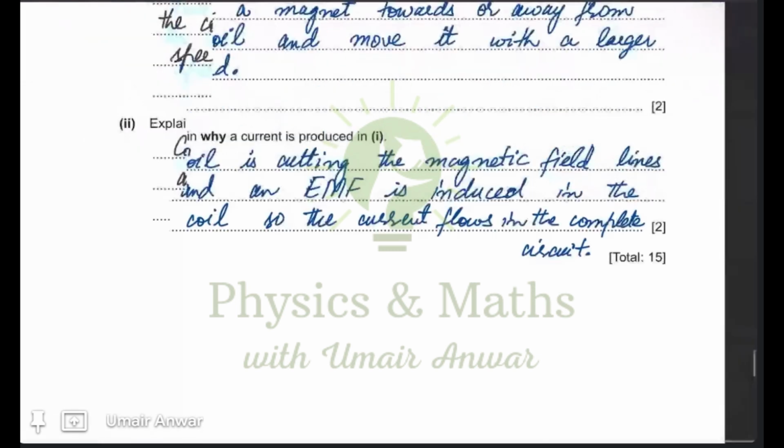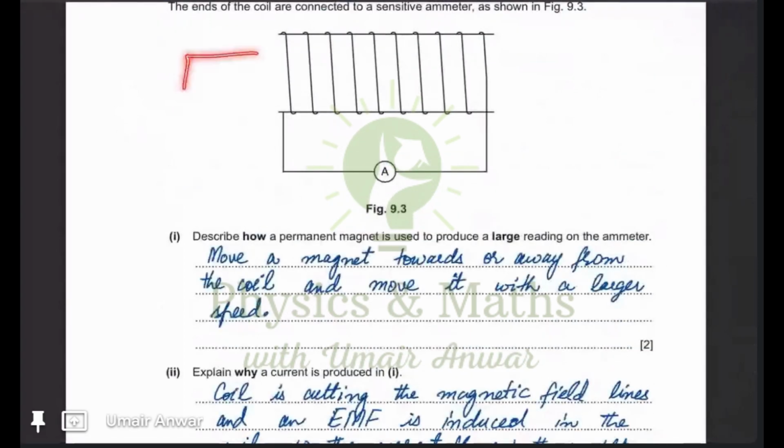So this is a basic phenomenon. When we take a bar magnet here, we move it towards the coil or away from the coil, the magnetic field lines coming towards the coil would get cut. And when it is cutting the magnetic field lines, EMF is induced. And because of the induction of EMF, current would flow through the coil.